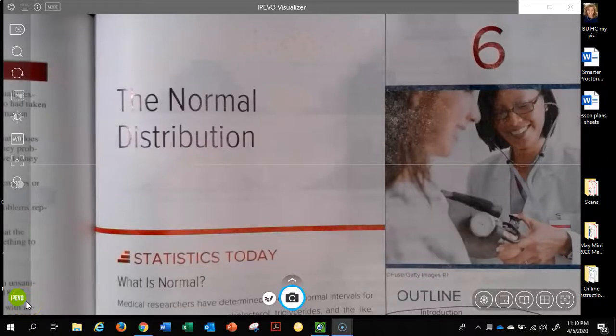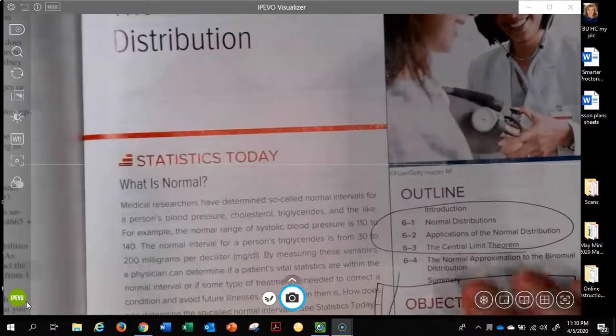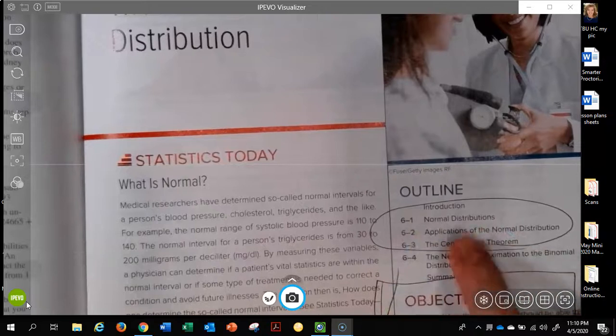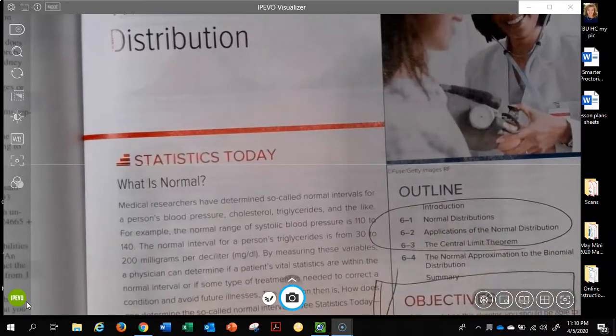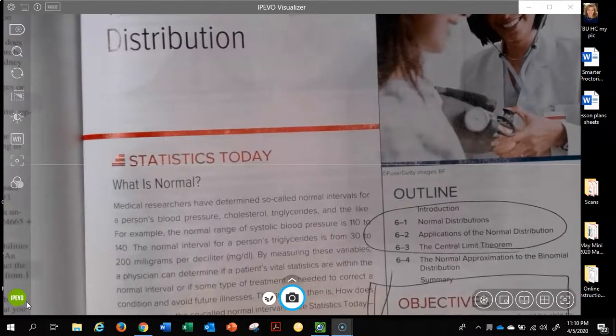So here we are at chapter 6, and I'm going to try to do this like we are in class. I would tell you that there are 3 sections we're going to cover: normal distributions, applications of the normal distribution, and then a thing called the central limit theorem.